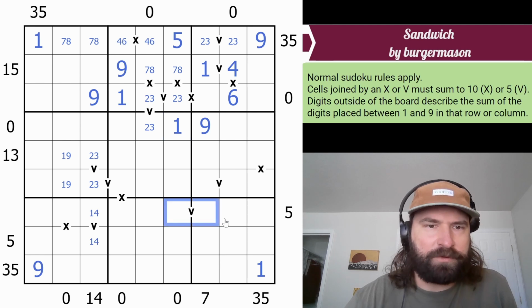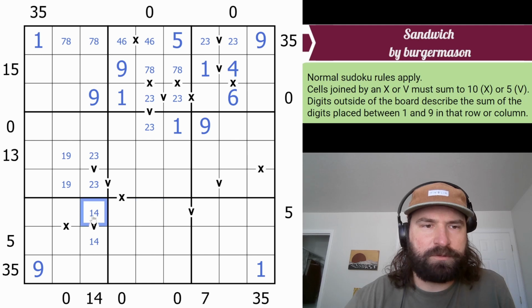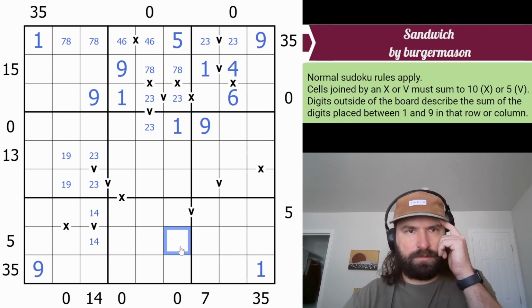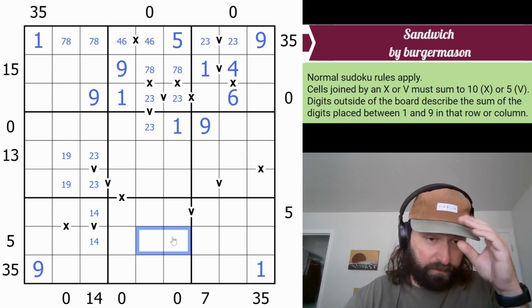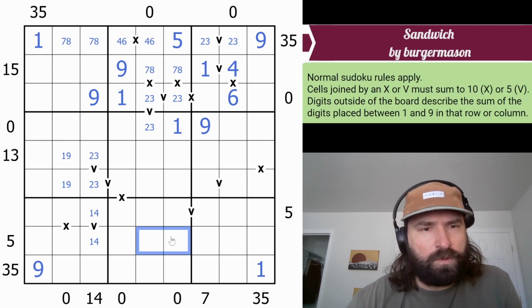Like this 5 clue really makes me think it's going to be 9, 1 here. If that was the case, this would be a 4. This would be a 1. And then either this one would be a 5 or these two would have to add to 5. And this would be a 9. One of these two would be a 9, which still looks very possible. Well, yeah, looks good.